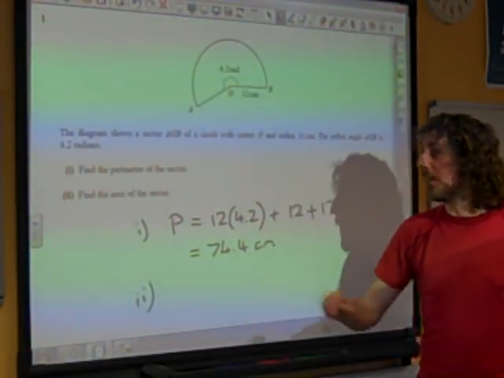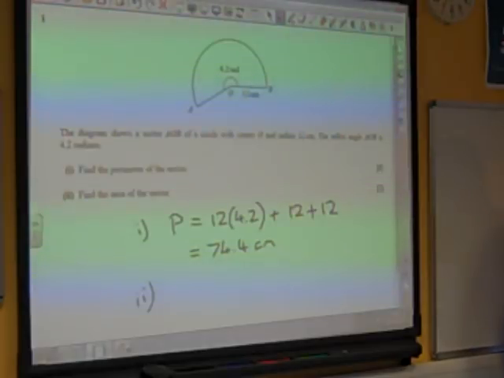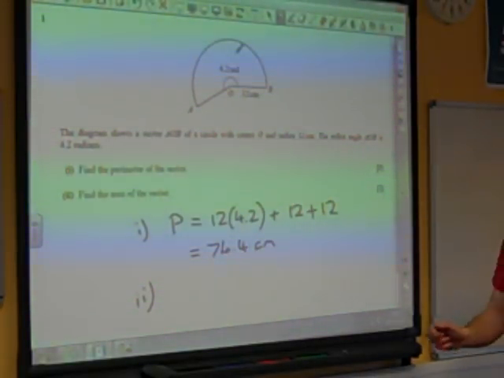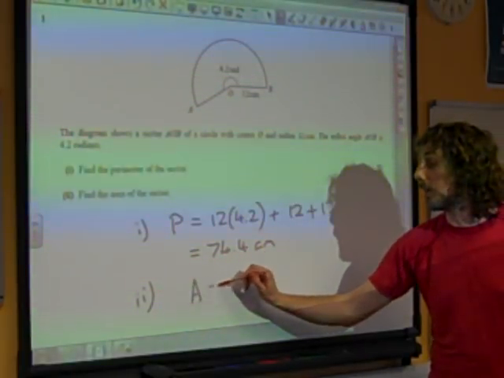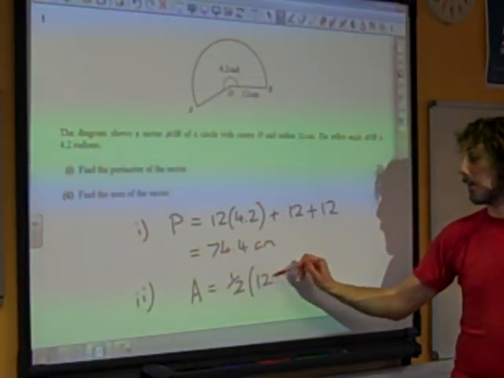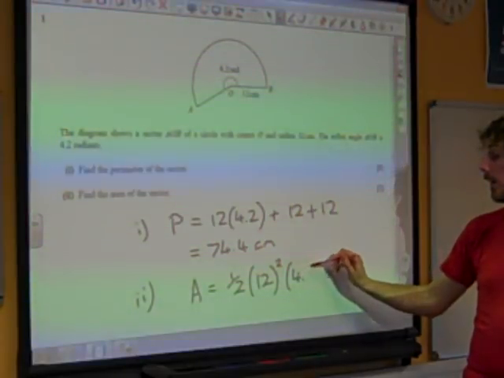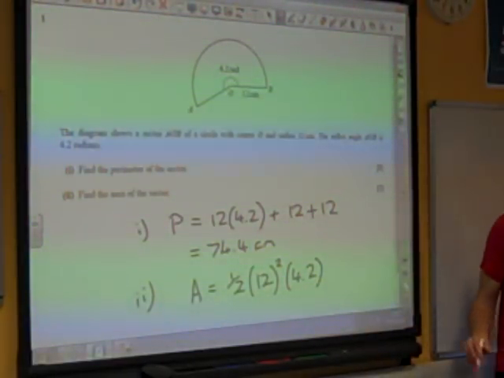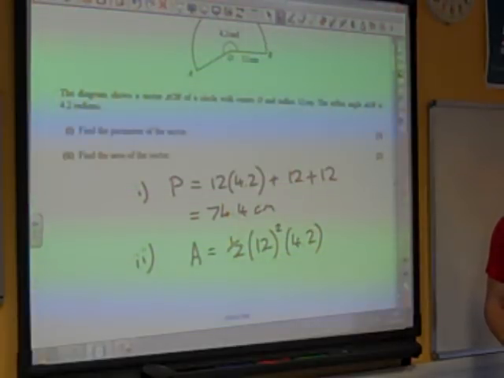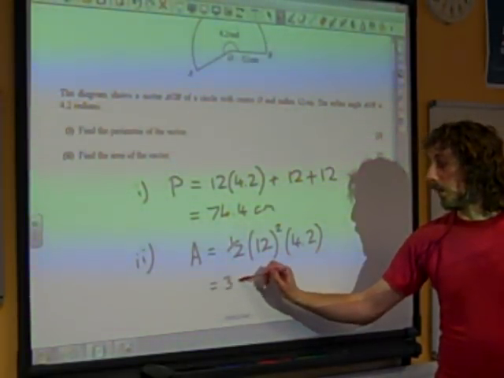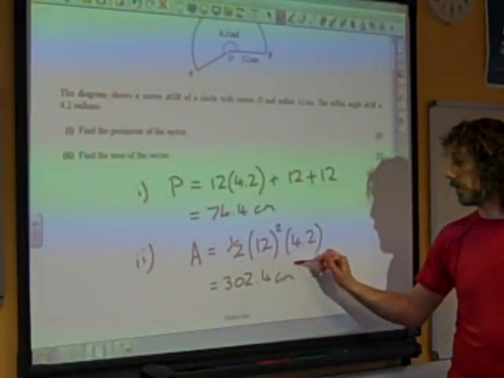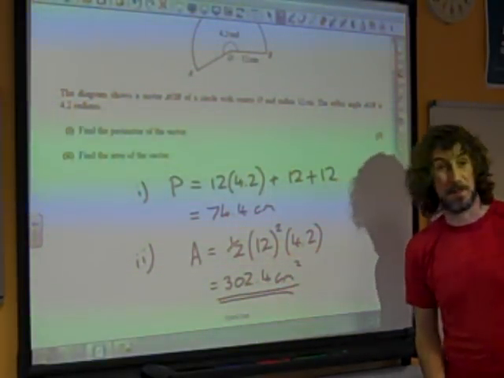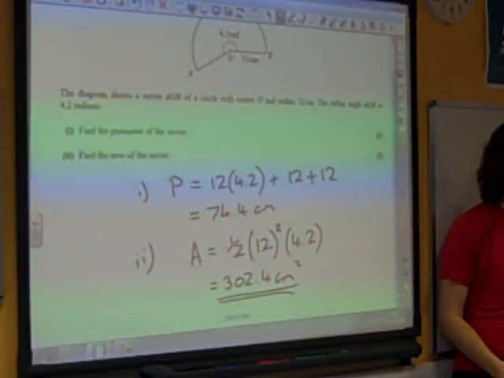Fine. The area of the sector. Well, it doesn't matter that we've got this angle greater than 180. The area is just a half times the radius squared times theta. So it's just a case of carefully putting it into the calculator, and it comes out to 302.4. There it is. What a great 5 marks to start on that paper.